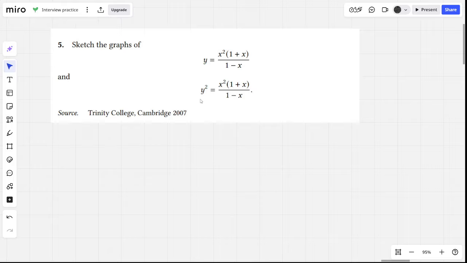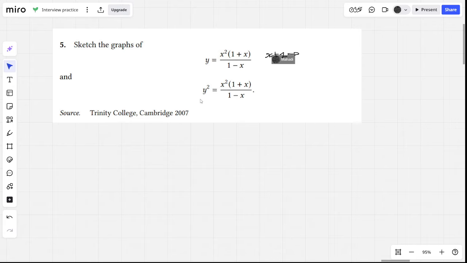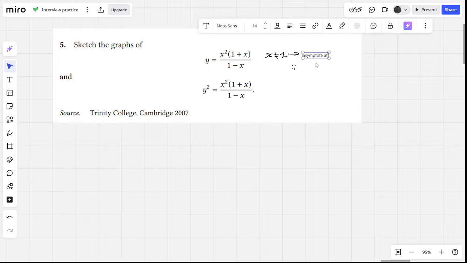Every time I see a polynomial of degree higher in my numerator than my denominator, I have been taught that I am meant to do polynomial long division. Before I do that, I need to note that at x equals 1, my denominator is going to be 0. Therefore, this point is not defined, and hence I have an asymptote. My iPad is loading, but essentially I will have an asymptote. I'll write that down. Asymptote at x equals 1.